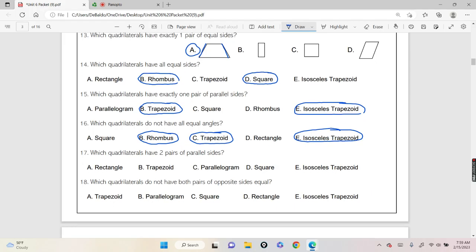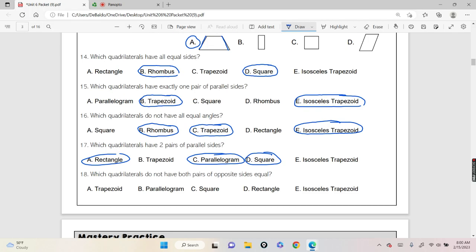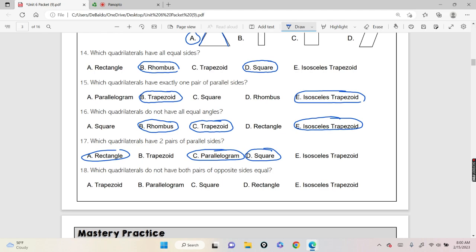Number 17, which quadrilaterals have two pairs of parallel sides? So two pairs of parallel sides, we know that the rectangle has that. We definitely know that the parallelogram has that. And we know that the square has that. Number 18, which quadrilaterals do not have both pairs of opposite sides equal? Well, we know the trapezoid because it only has one pair of opposite sides that are equal. And we also know that the isosceles trapezoid is the same.